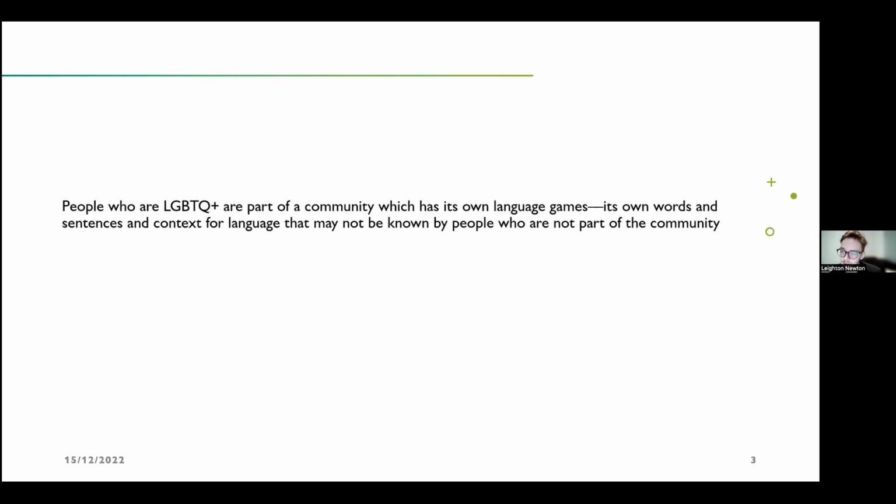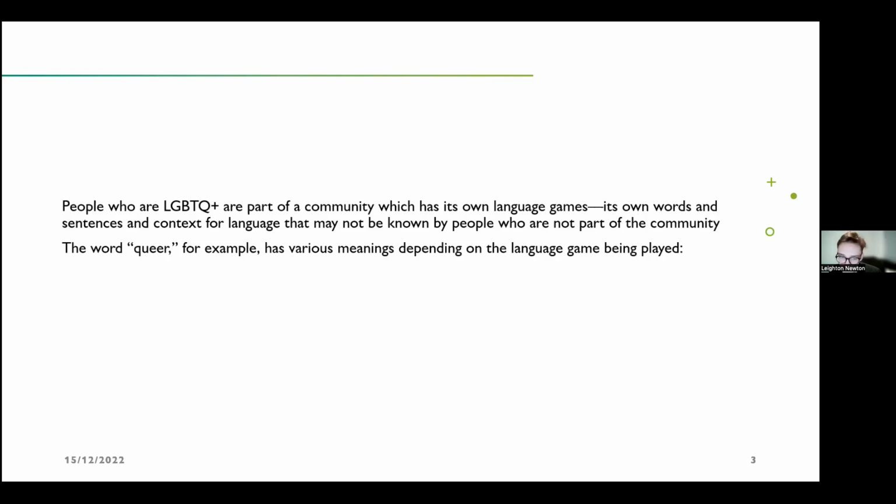And the same is true for the LGBTQ plus community. So we can think of words ourselves, like the word queer. Queer has a bunch of different meanings depending on the language game being played. For many people, unfortunately, it's a slur. It's something that a lot of people grow up with and have negative connotations for, because those negative connotations are the rules of that language game.